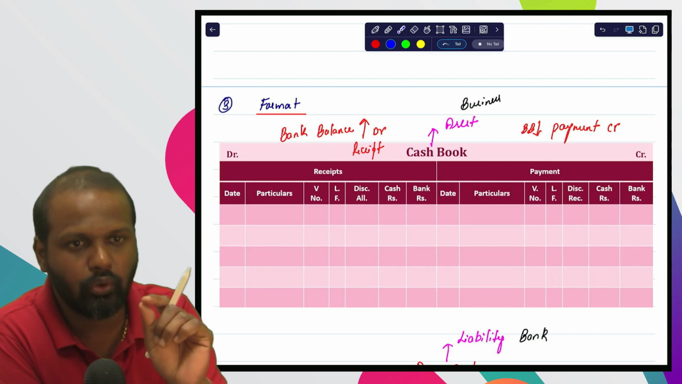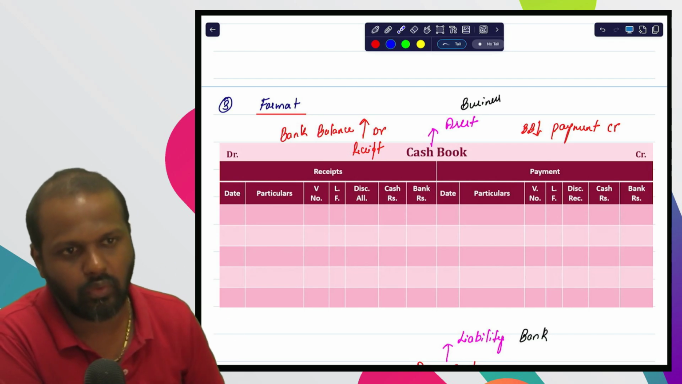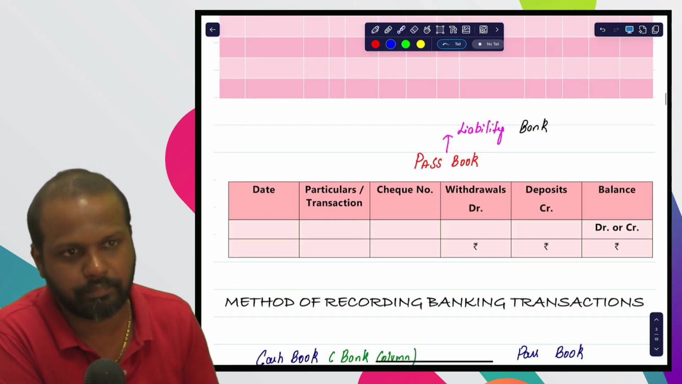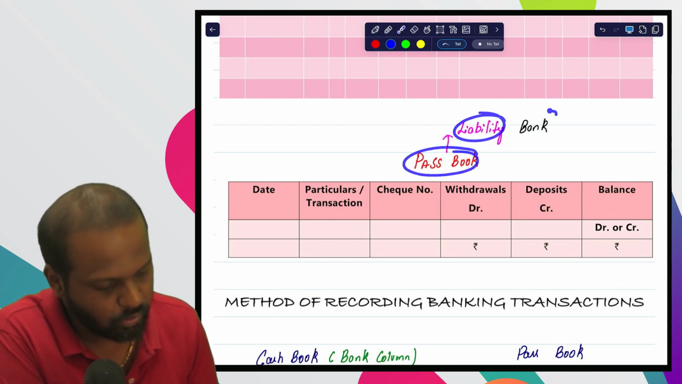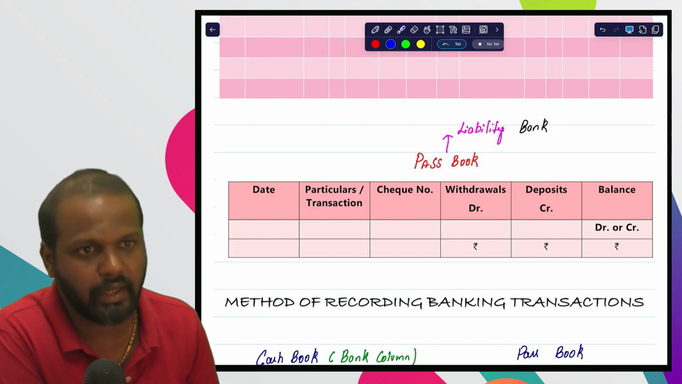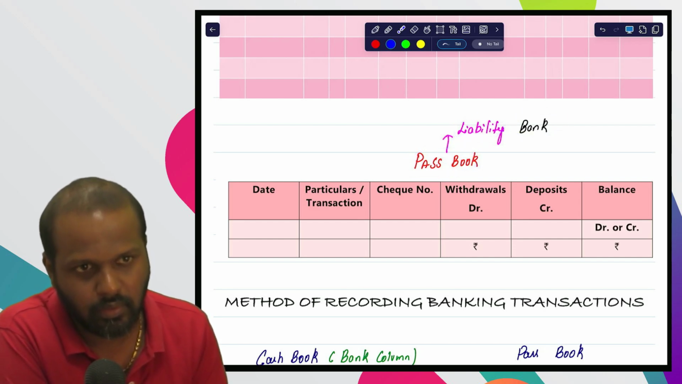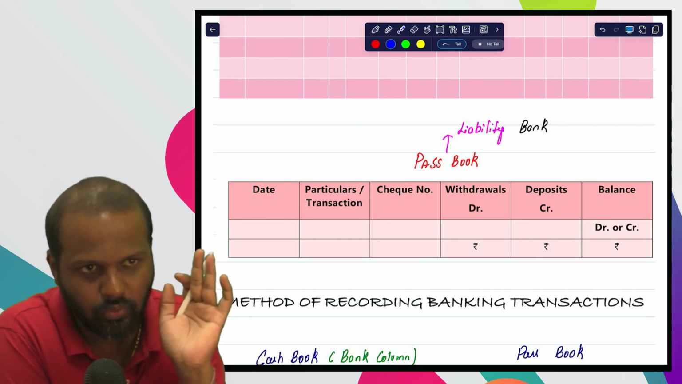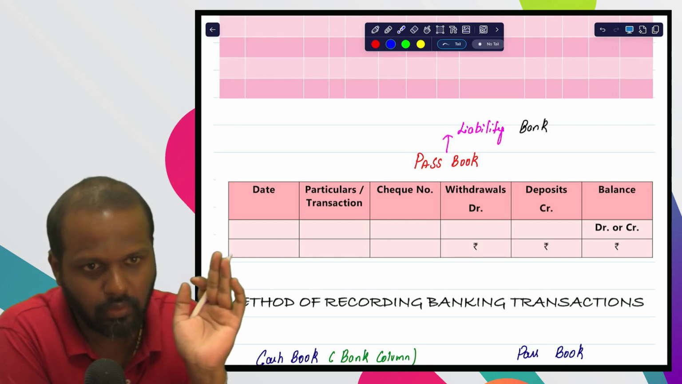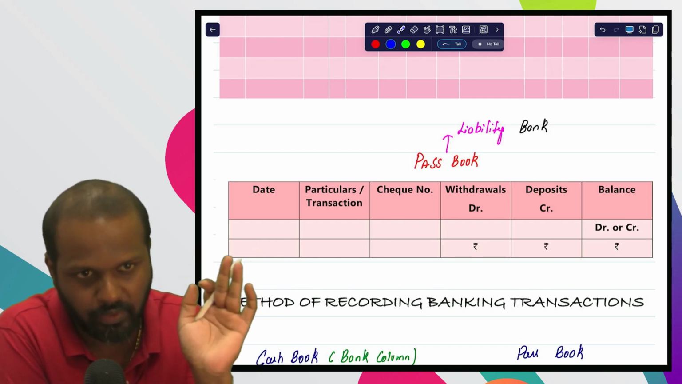But this is going to become ulta, reverse, when you talk about the passbook. Because the passbook is a liability for which one? The bank, and the bank is going to maintain the passbook. The records maintained in the passbook are by the bank. So for the passbook, you need to think from the bank's point of view. It's a liability for the bank.